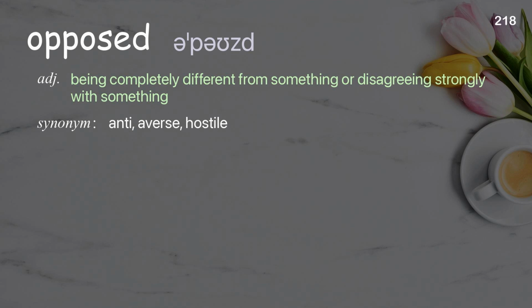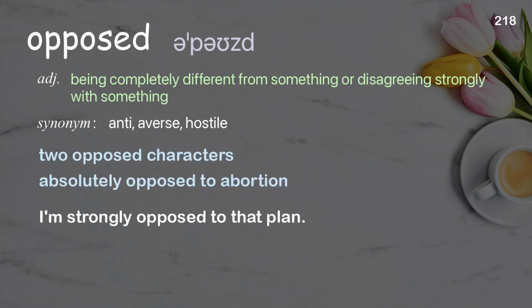Opposed. Being completely different from something or disagreeing strongly with something. Examples: Two opposed characters. Absolutely opposed to abortion. I'm strongly opposed to that plan.